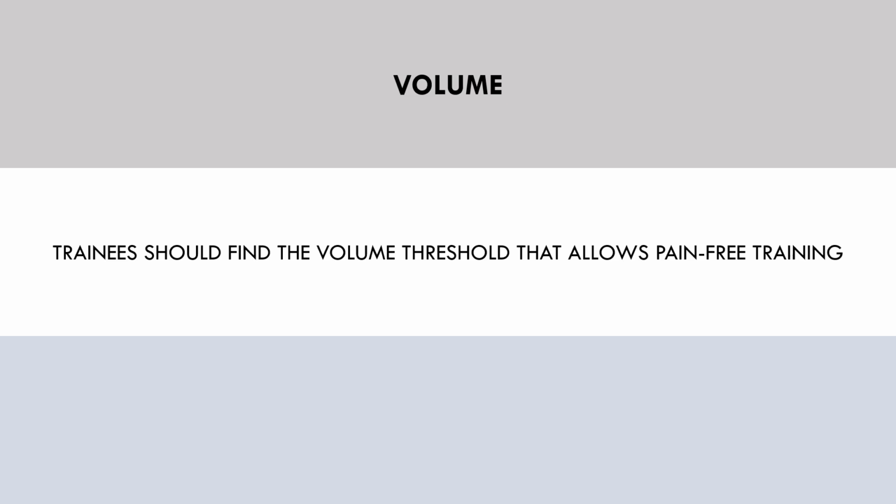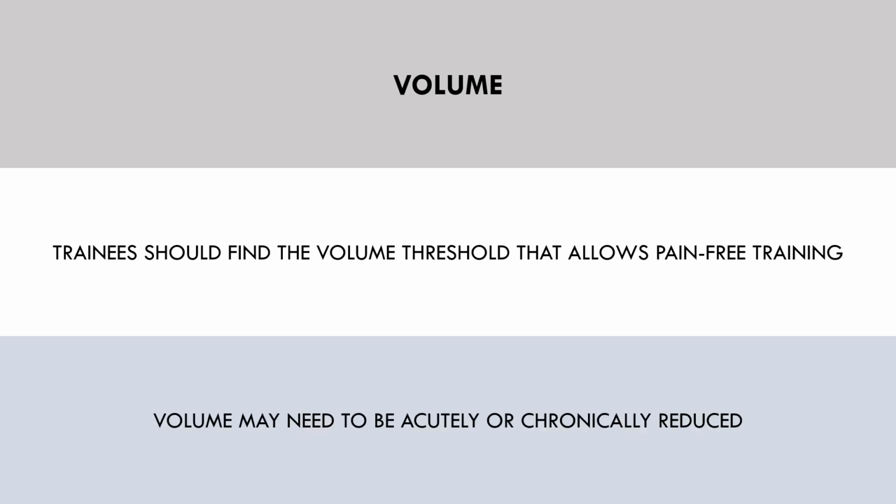Volume reduction may be an acute intervention to temporarily train around a specific injury, or it may be a chronic change to a training program. This is because there is a finite amount of volume each tissue can handle before experiencing injury. So if a trainee has developed joint pain because of too much volume, then they may need to reduce volume as a long-term training strategy.